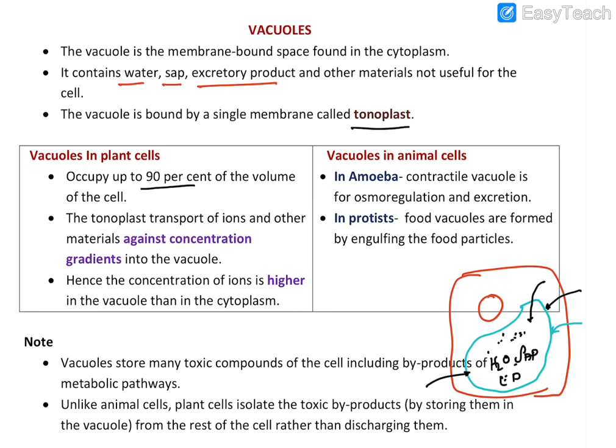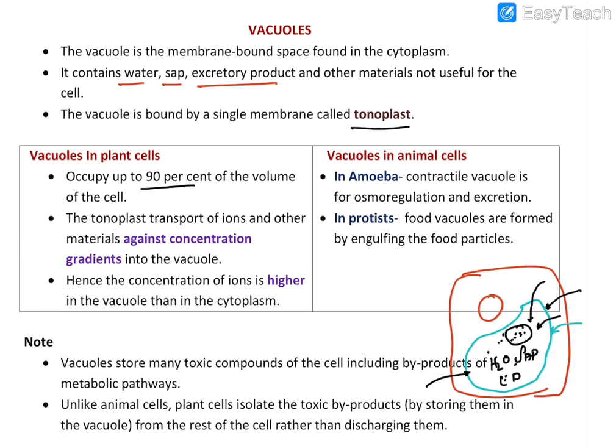It makes the minerals as well as the ions pass through the tonoplast, and all these minerals as well as the ions will enter into the vacuole by active transport. It is going to utilize energy. So that's why the minerals as well as ions are more in the vacuole compared to the cytoplasm.